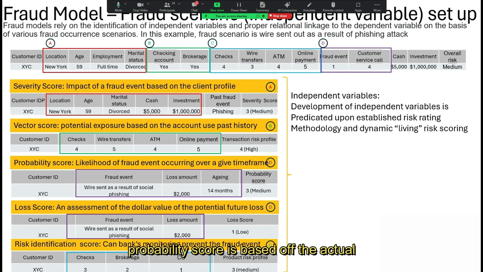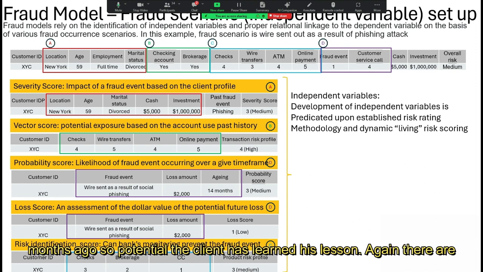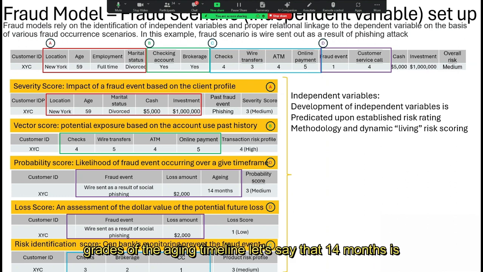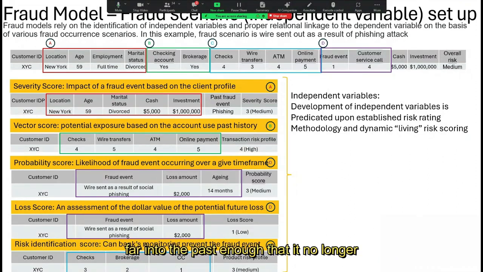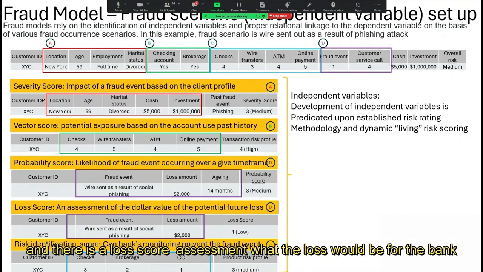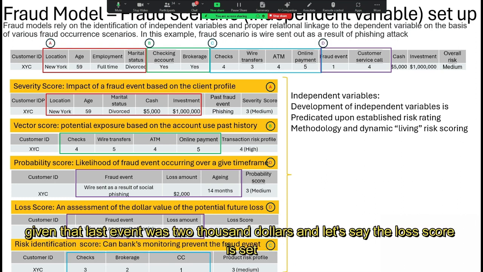We look at the probability score. Probability score is based off the actual aged event. We know that a wire was sent in error. We know that the wire amount was $2,000. The wire was sent 14 months ago, so potentially the client has learned his lesson. Again, there are grades of the aging timeline. Let's say that 14 months is far into the past enough that it no longer warrants high, but maybe warrants a low probability score. Then there is a loss score, assessment of what the loss would be for the bank, given that last event was $2,000, and let's say the loss score is set as 1, low.